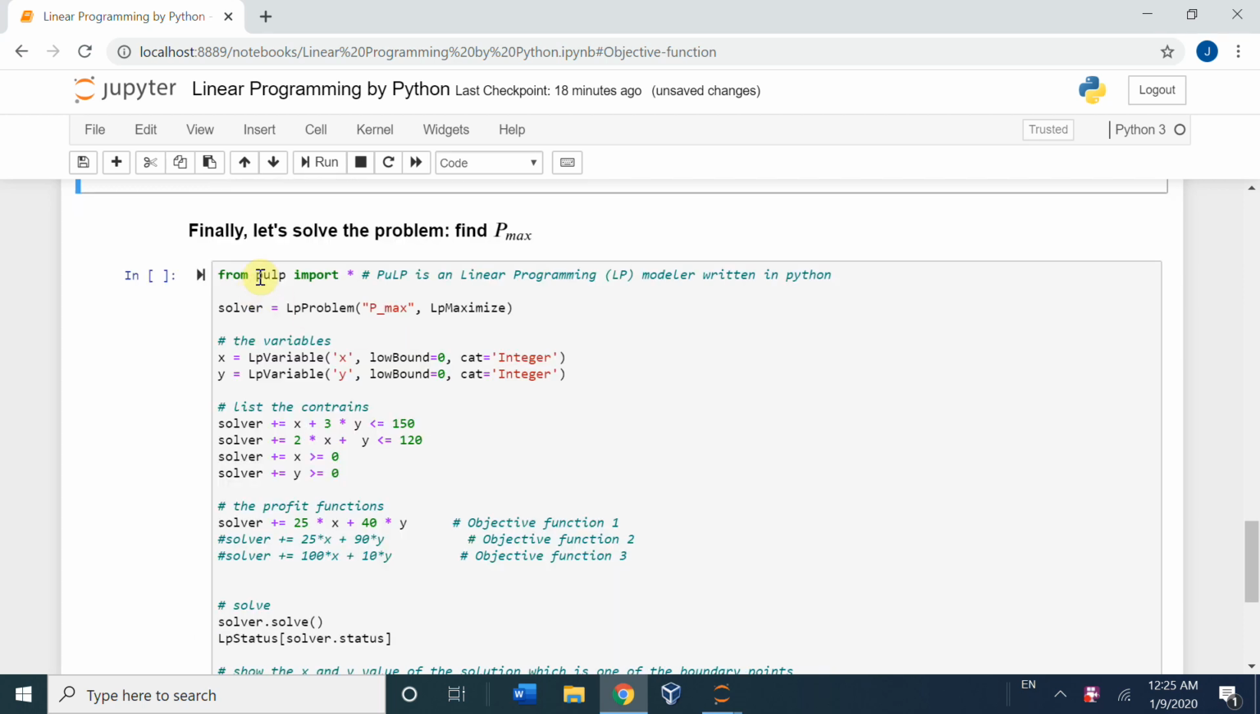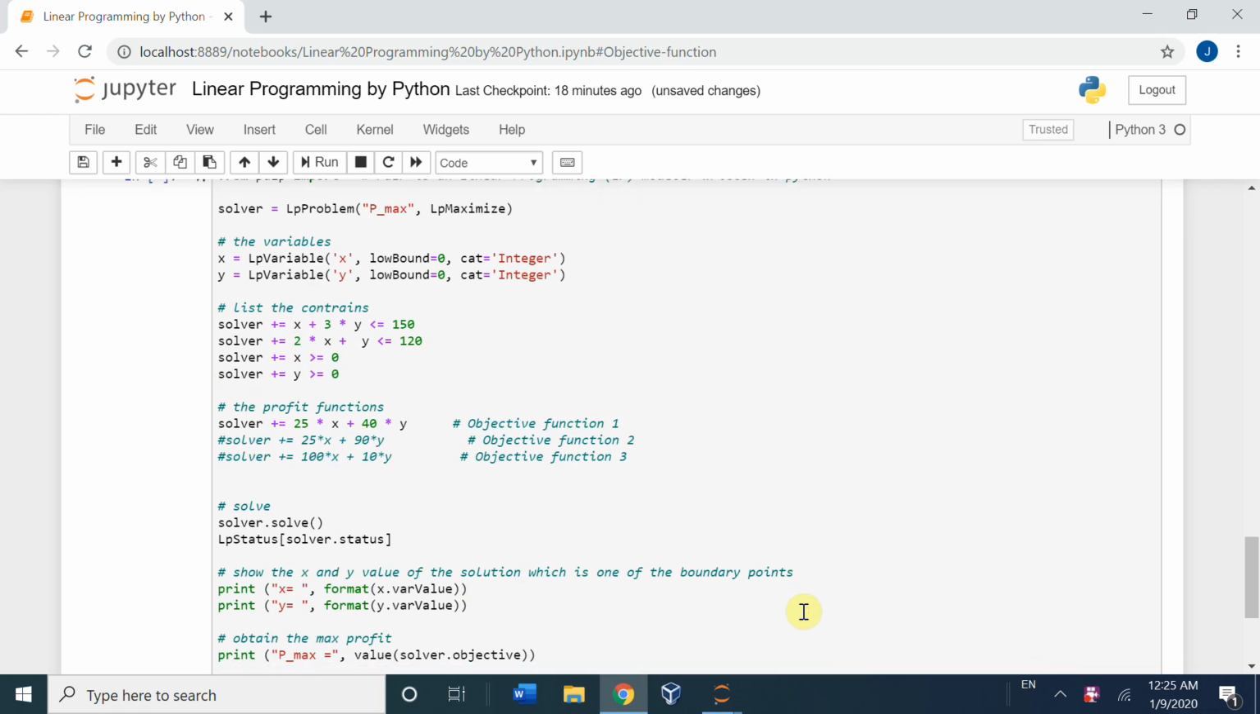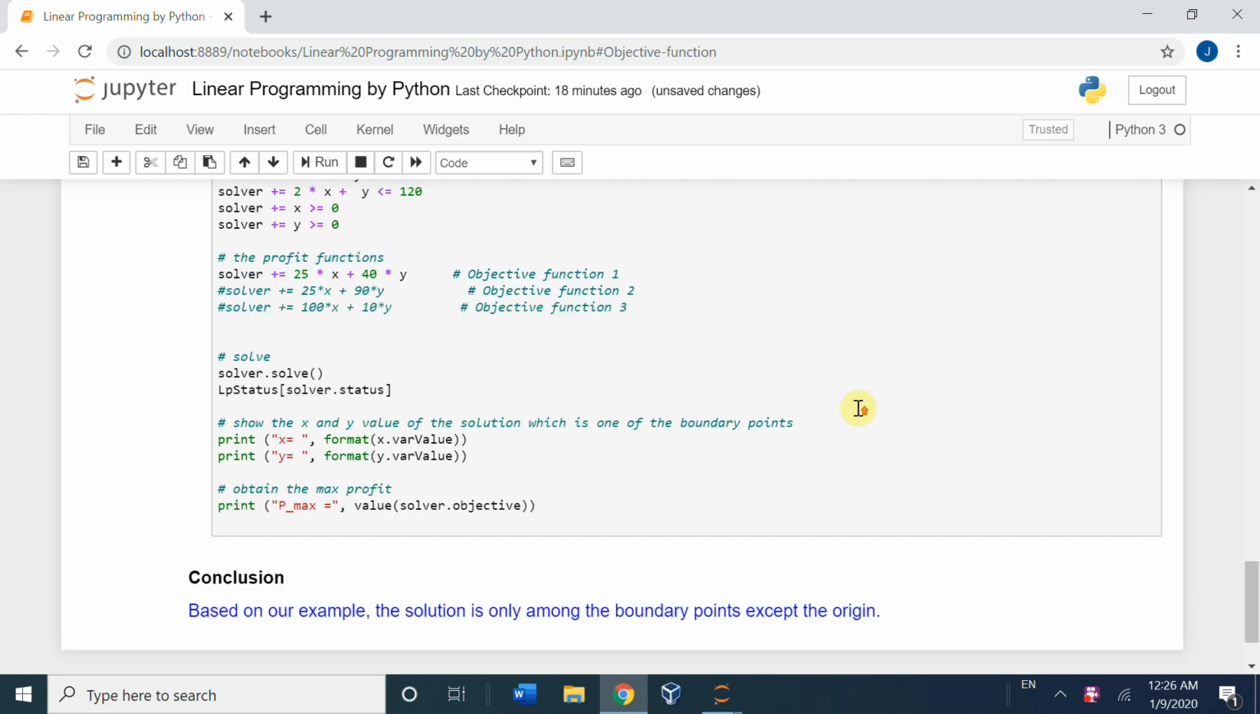Here we import the PuLP package. This is just for linear programming problems. We use maximize because we want to find the Pmax in the x, y variables. These are constraints. We have 3 profit functions.